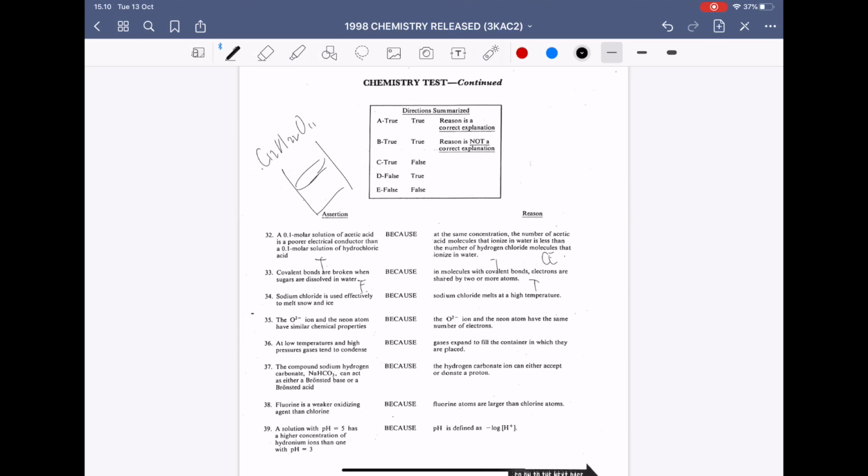the bonds being broken are not the bonds between the carbon, hydrogen, and oxygen, because those are intramolecular bonds. Intramolecular means between atoms, and intermolecular means between molecules. So the bond being broken is not the covalent bond, but rather the intermolecular force of sucrose, which is dipole-dipole attraction and London dispersion forces. So it's not a covalent bond that is being broken.